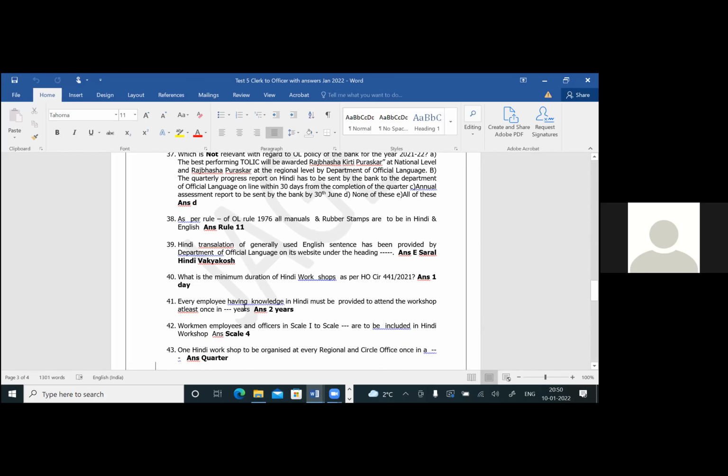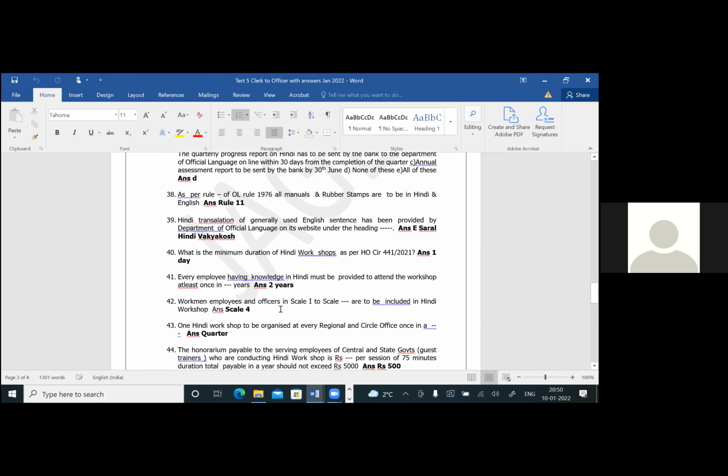Then every employee having knowledge in Hindi must be provided to attend the workshop at least once in 2 years. I have told you about working knowledge in Hindi and proficiency in Hindi. So the difference also you should be able to know.